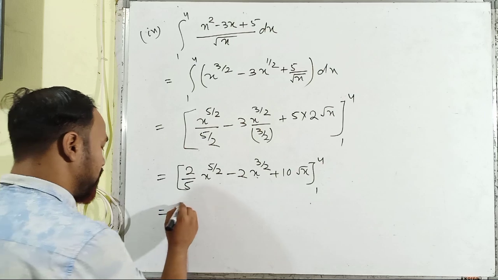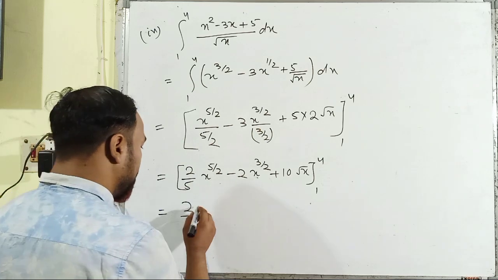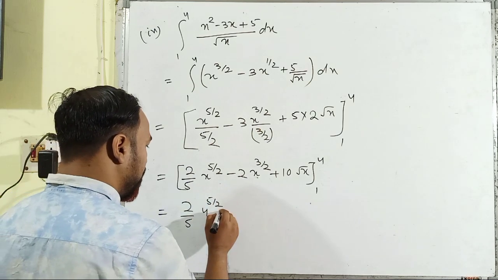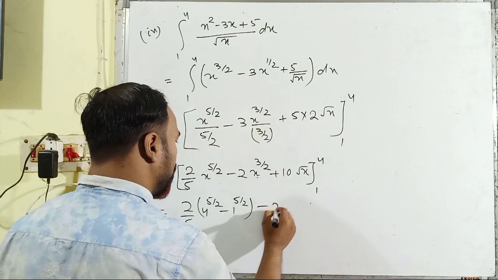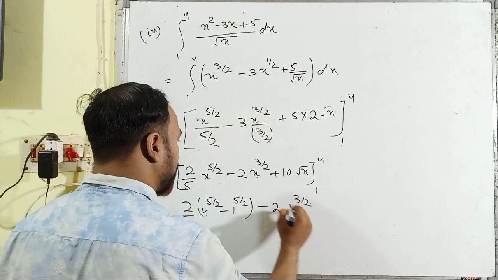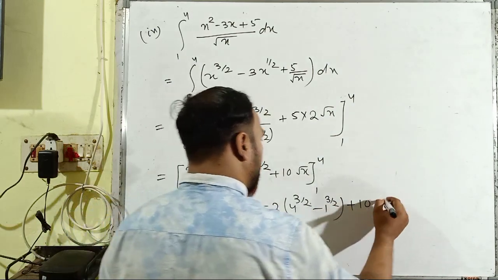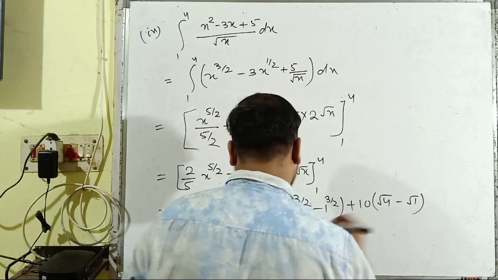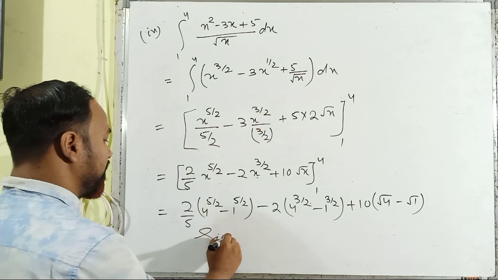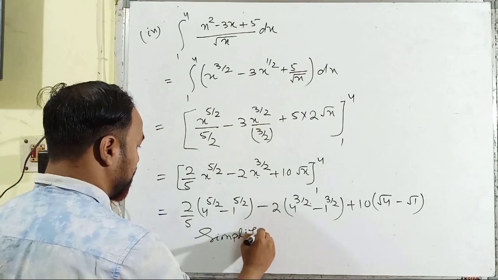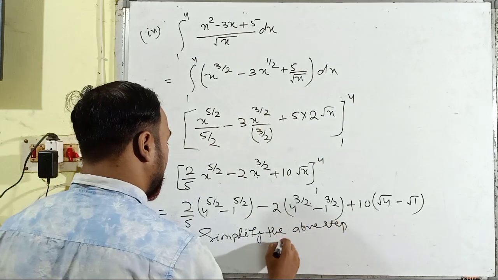Then we have to find the solution by putting in the upper limit and lower limit and subtracting them. It is 4 to the power 5 by 2 minus 1 to the power 5 by 2, minus 2 multiplied with 4 to the power 3 by 2 minus 1 to the power 3 by 2, plus 10 square root of 4 minus square root of 1. Then you can simplify these steps and find out the answer.